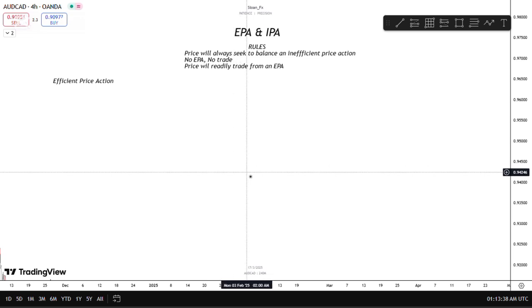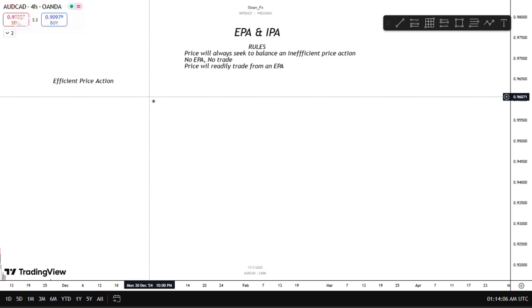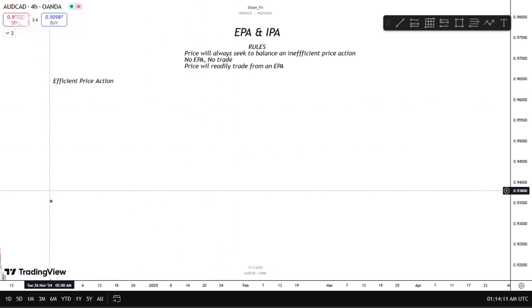So what is efficient price action? Efficient price action refers to the smooth, balanced price movement where the market moves in a controlled manner, often with small retracements. Understand this now. We are going to be giving graphical examples of the charts of how efficient price action and inefficient price action play out. Efficient price action is of two types: we have the type 1 and the type 2 efficient price action.